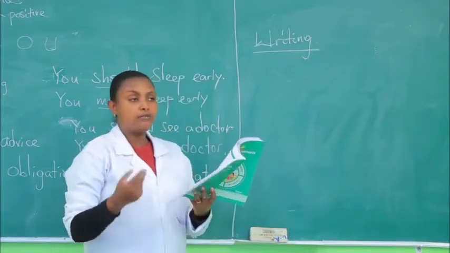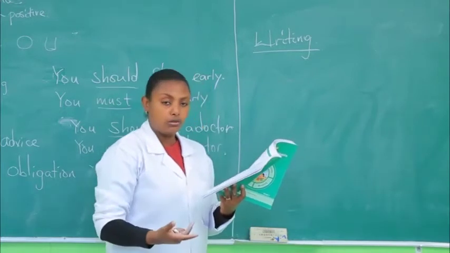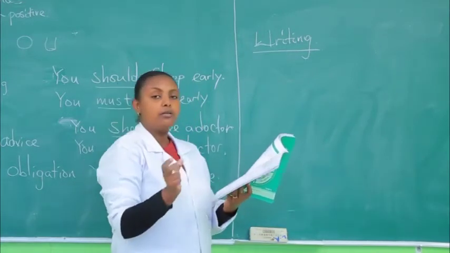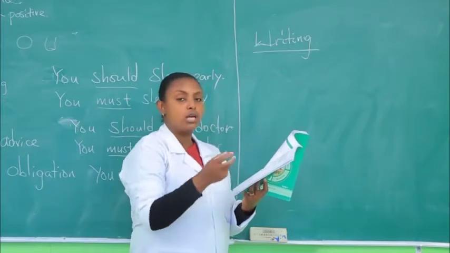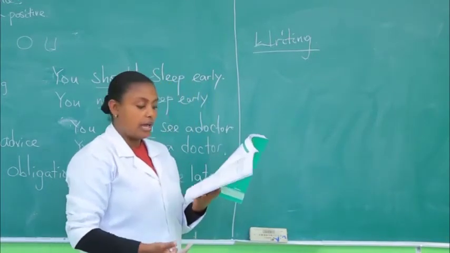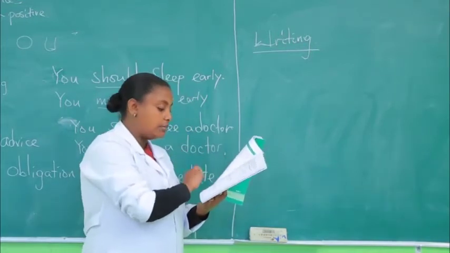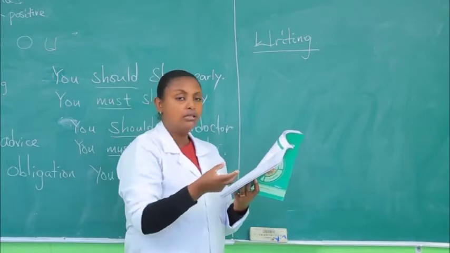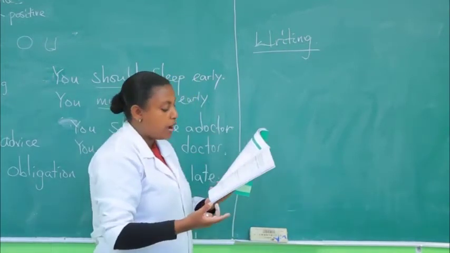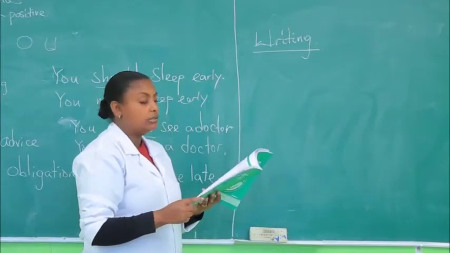So we can start from the first one. At night, don't walk alone. So we can put them in their correct order so that we can get a meaningful sense. Don't walk alone at night. So here we put don't at the beginning, then walk, then the adverb alone, and then at night. So, don't walk alone at night.